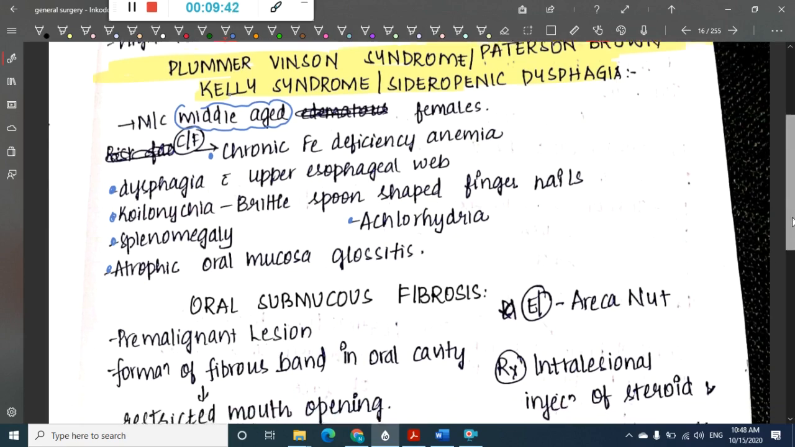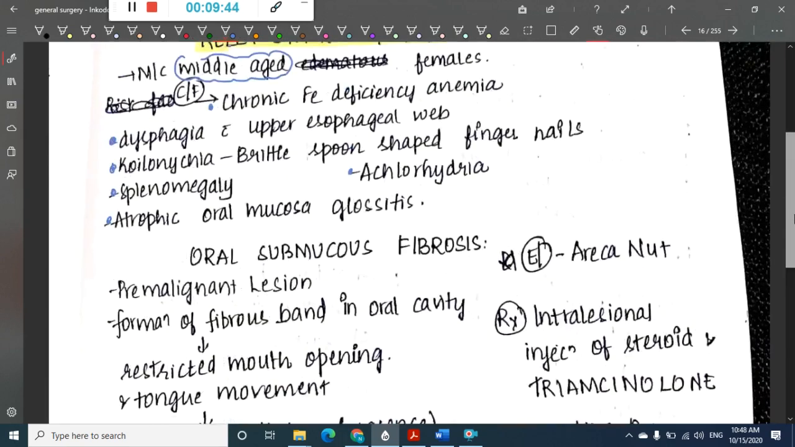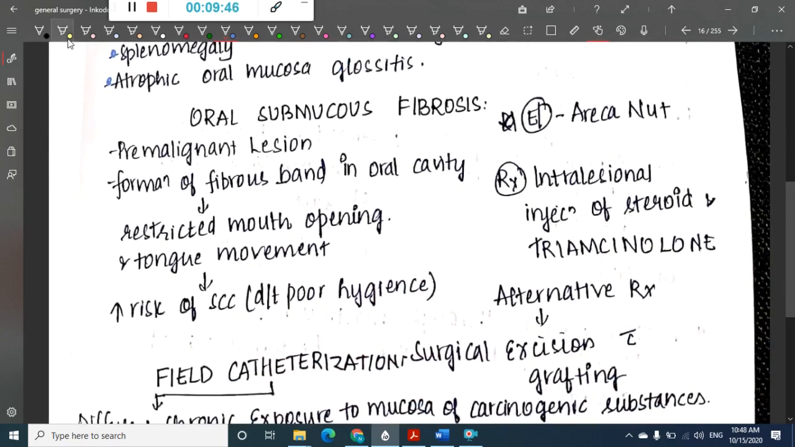Then the next disorder is oral submucosal fibrosis. So what is this oral submucosal fibrosis? It is a pre-malignant condition where there is formation of fibrous bands in the oral cavity, and there is also restricted mouth opening and tongue movement. Here mouth opening and tongue movement both are restricted.